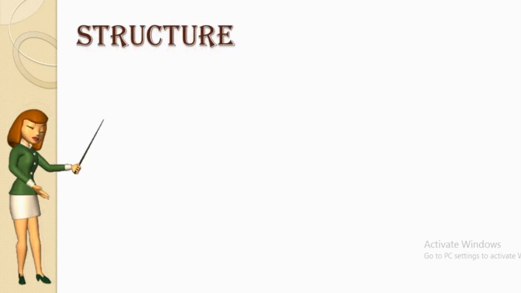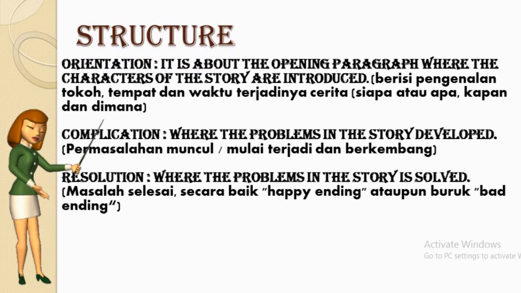Next, we have the generic structure of narrative story. The first is orientation. It is the opening paragraph where the characters of the story are introduced. In this part, you will see the names of characters, the place and the time the story happened: who, what, when, and where the story happened.